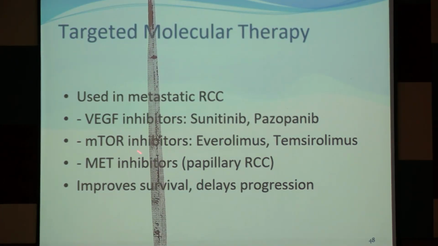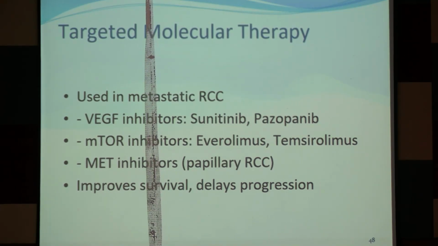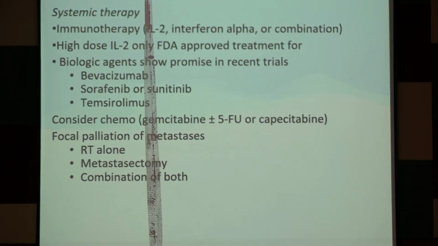So it is mTOR, VEGF and MET. These are the target sites where, if they are inhibited, the tumor itself will not form. So we have sunitinib, pazopanib, everolimus, temsirolimus, and these are basically MET inhibitors. You need to remember the names, though it is difficult at your stage.